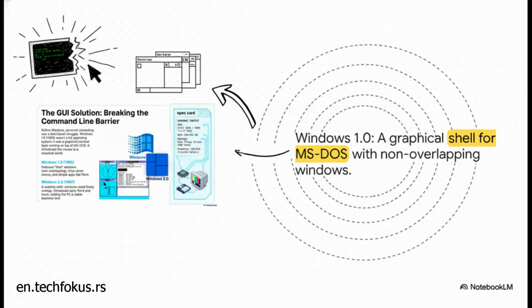That was the promise of Windows 1.0. Now, it wasn't a full-blown OS, not really. It was more like a visual skin you put on top of the old MS-DOS. And it was super basic. The windows couldn't even overlap. They just sat next to each other like tiles on a floor. But even as just a proof of concept, you could see the future right there.